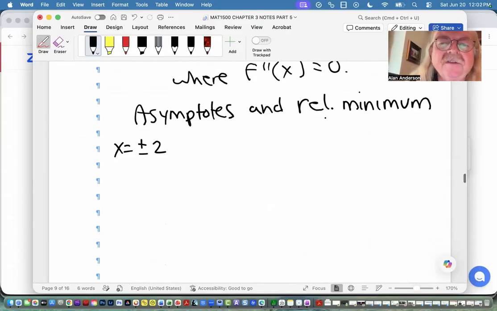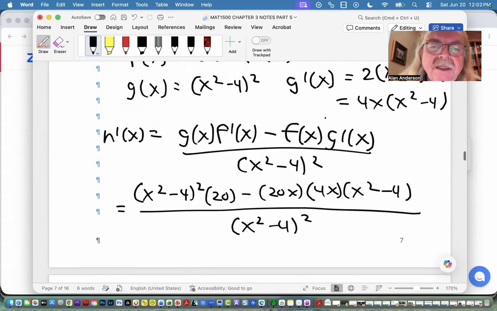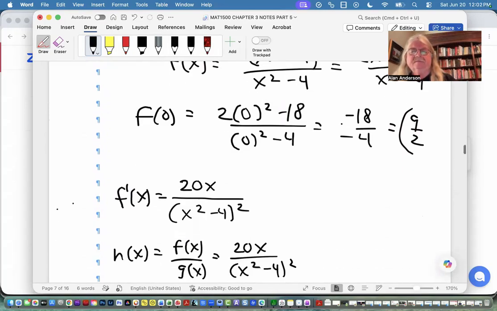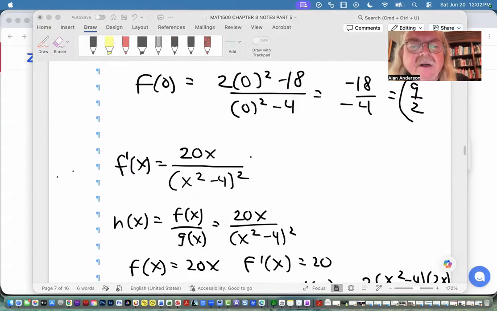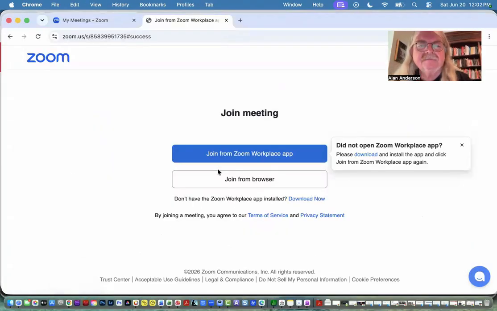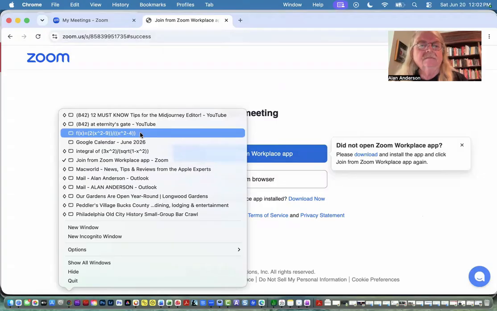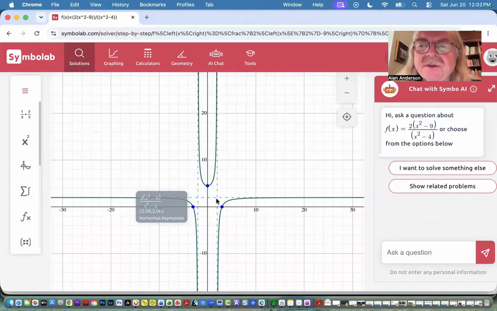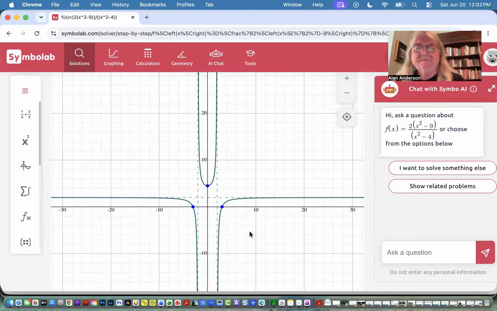And over here, we did find a relative minimum at 0. Okay. In fact, we can go back and look at the graph in Symbolab and confirm all this. Yeah, right here. So here's where x equals 0, x equals negative 2, and x equals positive 2. So now we can test the sign of the second derivative in those three intervals.